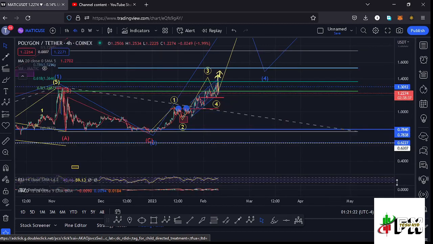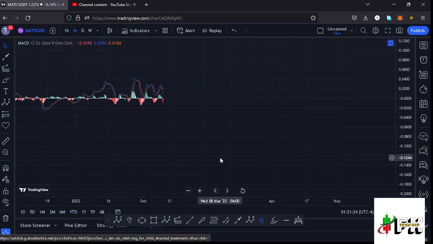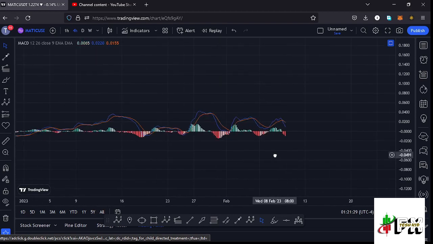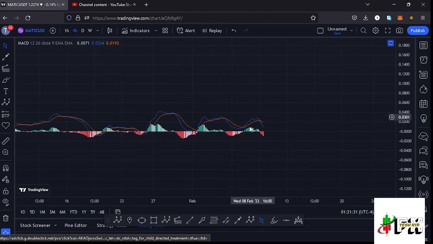Also taking a look at the MACD, here on the MACD we have been able to print a bearish cross, which does not fully support the formation of that wave 3 and is supporting a short-term bearish movement before we can be able to print that bullish cross for us to fully support higher prices in the formation of that wave 3.